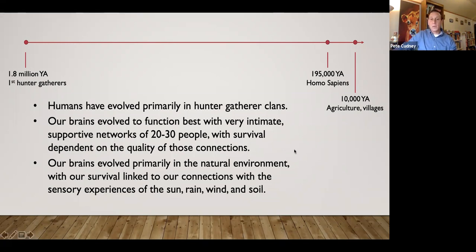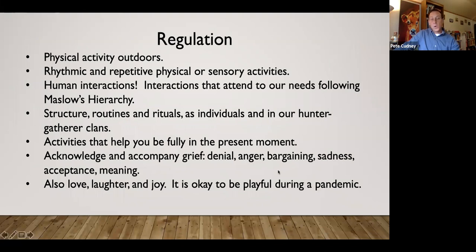And so when we talk about regulation, we're going to want to keep those things in mind: doing our best to reestablish connections with our clan, whoever we identify as our clan, and also spending time in the rhythms of nature, long enough that we feel our body start to regulate. Okay. So with regulation, there's so much that we could talk about. I spent a lot of time thinking about what I wanted to point you toward as the most valuable. Physical activity is really critical.